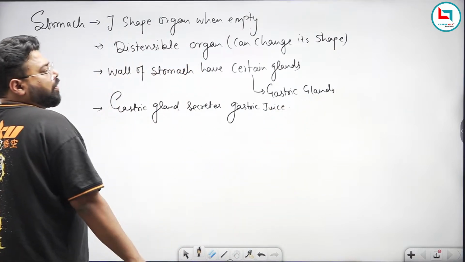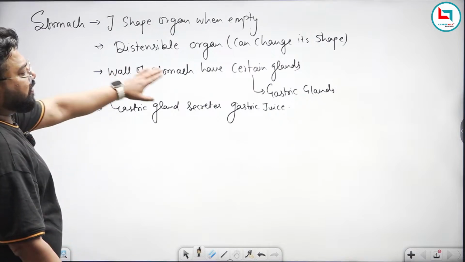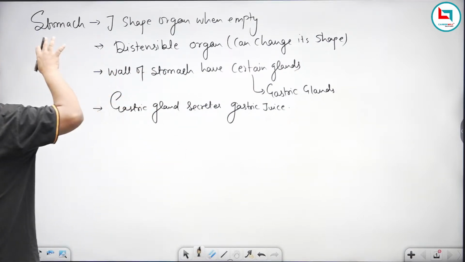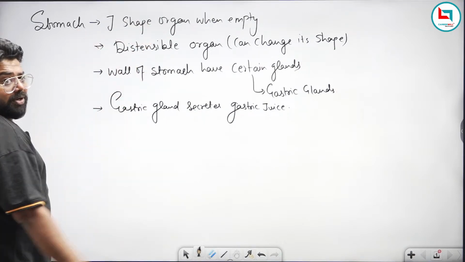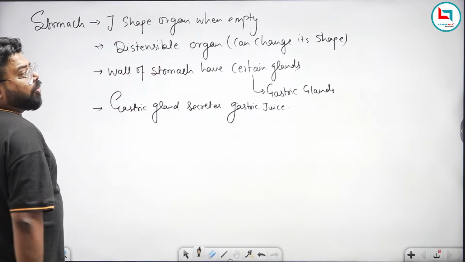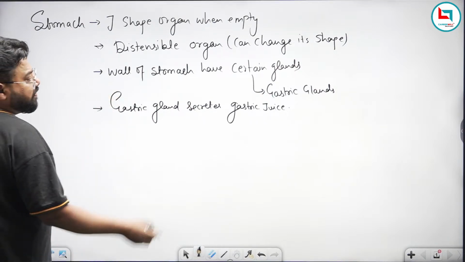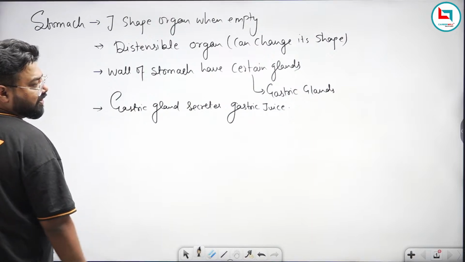When we discuss the glands, we will discuss these gastric glands in detail over there. Right now we have studied the stomach. It is a J-shaped organ when empty, and it is a distensible organ, that means it can change its shape. Its wall has certain glands, that is gastric glands, and these gastric glands secrete gastric juice.